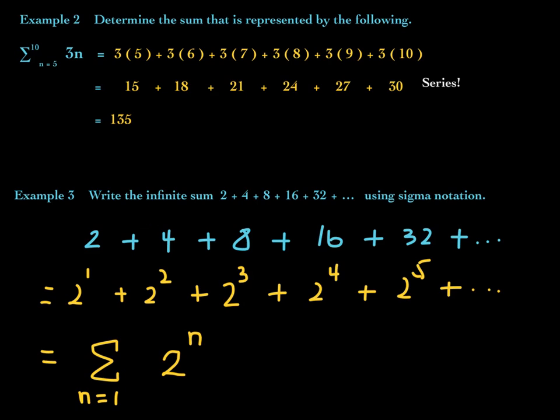What does that mean? That means up here is the infinity symbol. So keep on going forever. This is sigma notation for this sum. All right, so this is your answer. Cool?